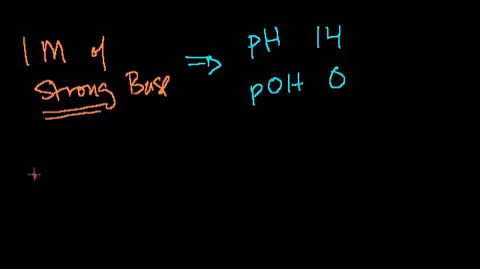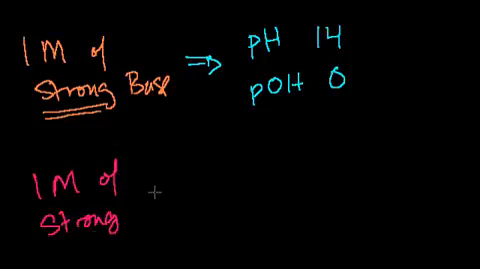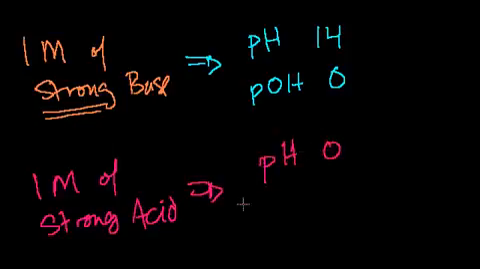If you have 1 molar of strong acid, if someone says that they have something with a pH of 0 that they would like to maybe throw at you, you should decline, because it'll probably hurt your chances of, well, anyway. So let's say you have 1 molar of strong acid. It's a pH of 0 and a pOH of 14.